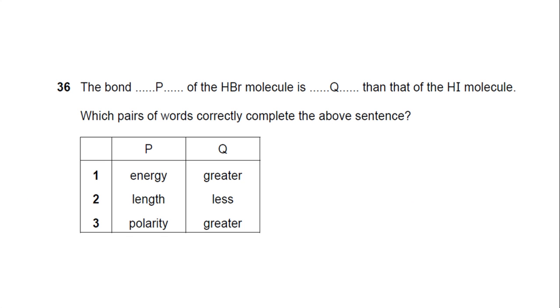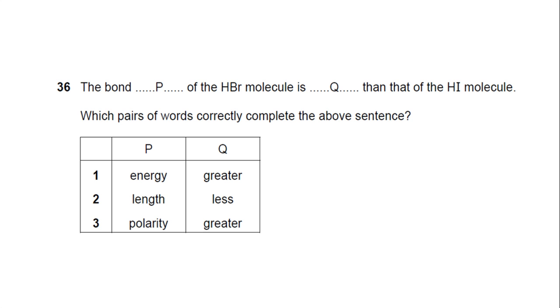Let's move on. Question number 36. The bond P of the HBr molecule is Q than that of HI molecule. So, which pair of words correctly completes the above sentence? Okay, so the first one, the bond energy of the HBr molecule is greater than that of HI molecule.